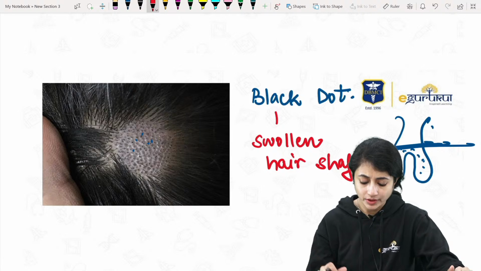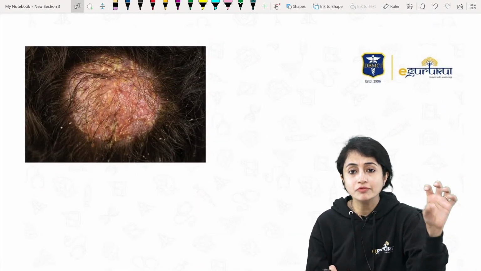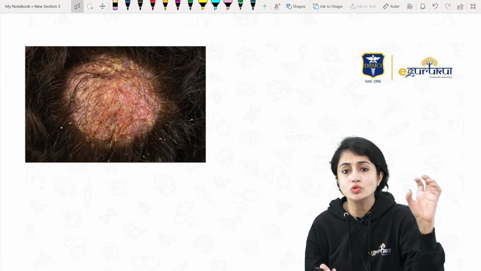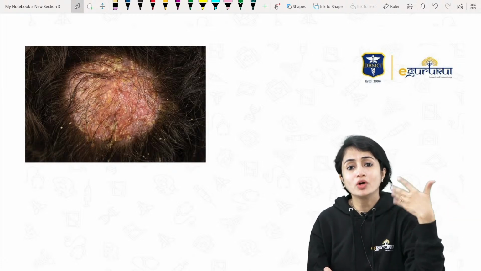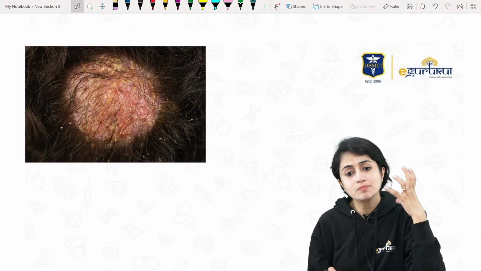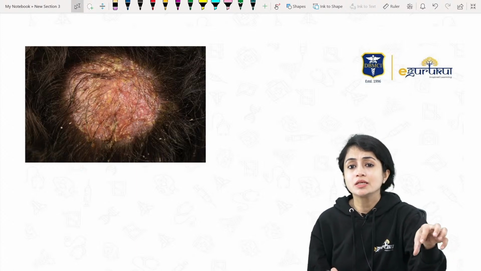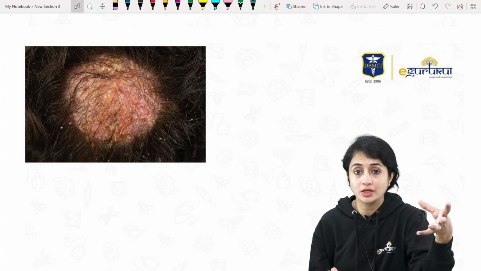Okay. Then there are two inflammatory types of tinea capitis. Inflammation means there will be pustules, there will be crusting. The body is mounting more immune response. Why? Because the species which cause this inflammatory type of tinea capitis is zoophilic in nature.